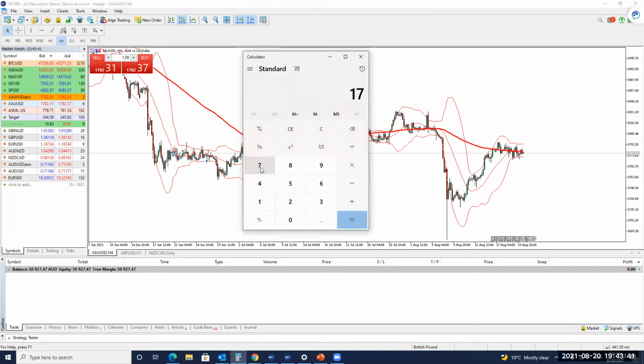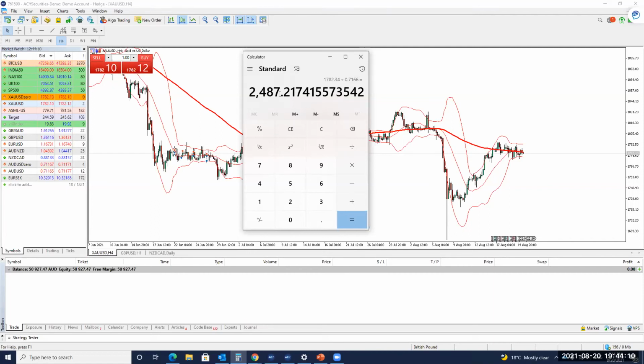One way to calculate this is quite simple. I go 1782.34, and I can divide that by the current Aussie dollar rate, which is 0.71166, thereabout. So the equivalent in Aussie dollars is going to be 2,487.21 per ounce. All right, so this is important to understand your position sizing.